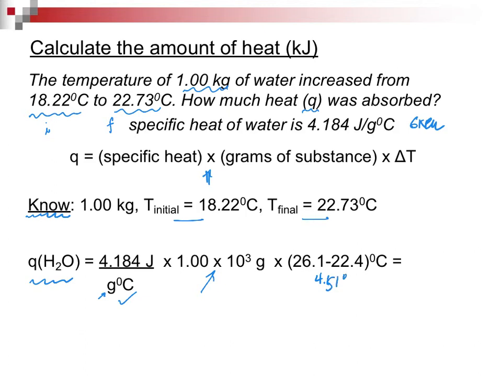That is a difference of 4.51 degrees centigrade. So when I do my math, I come up with 18852 joules, and normally answers are asked in terms of kilojoules. 18.9 kilojoules is our answer. Now, this could be a midterm problem. If it's an ACS exam, this is probably about as far as they go.